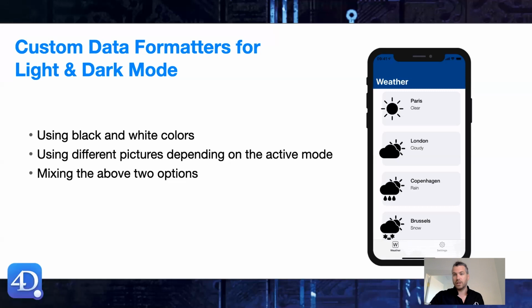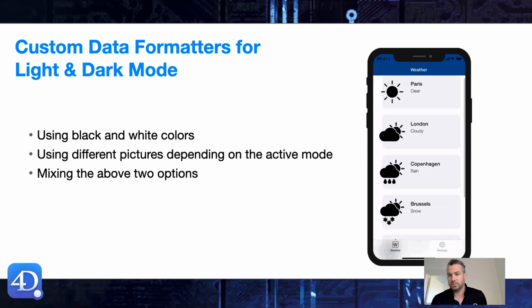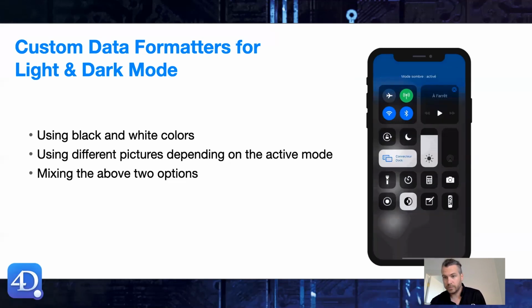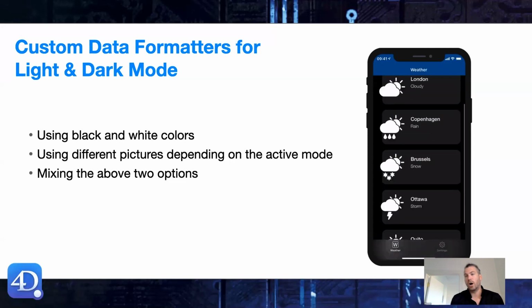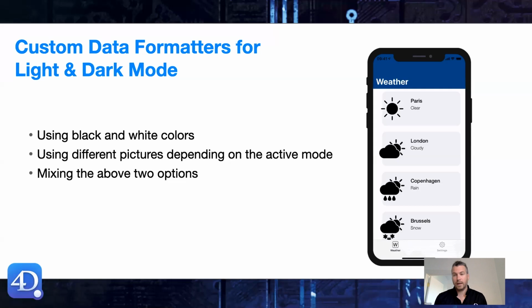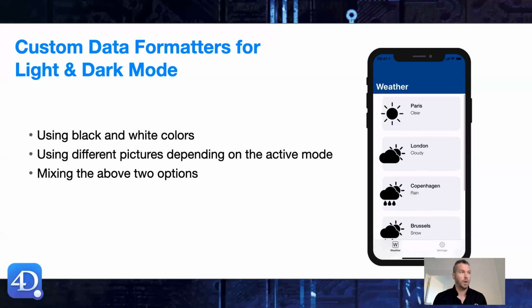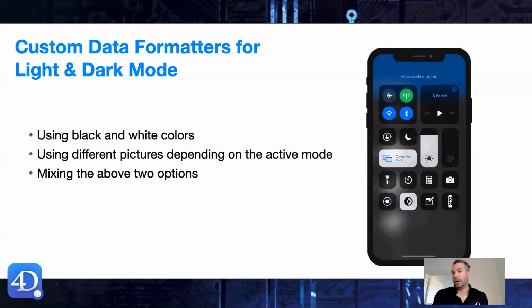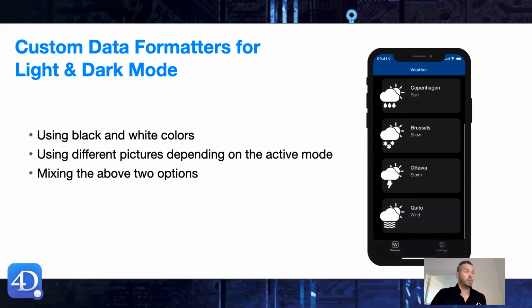Here is an application in light mode, you see, and then swapping to dark mode, the application automatically changed both the color and the image. Pretty cool, huh? And all of that is done without having to learn Swift or Kotlin.